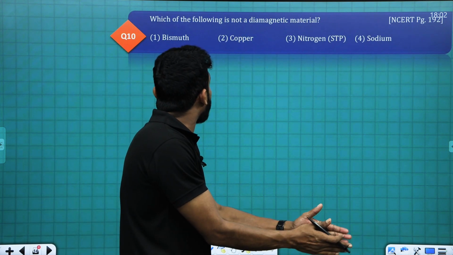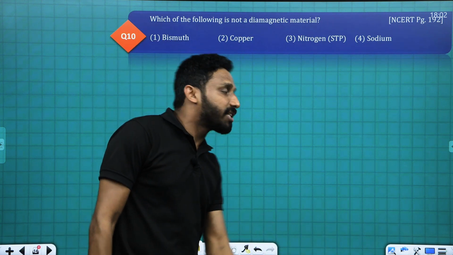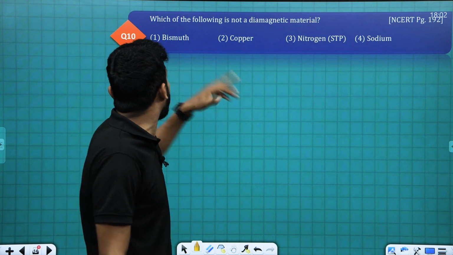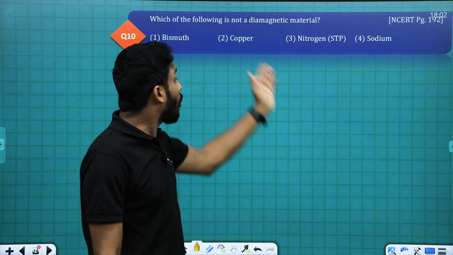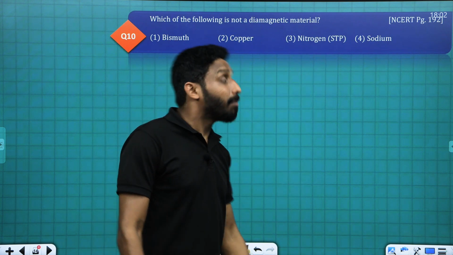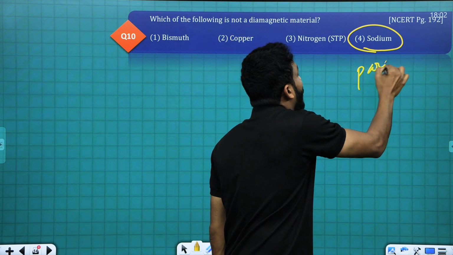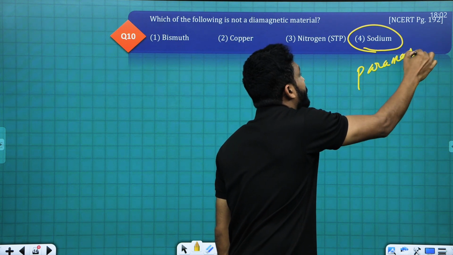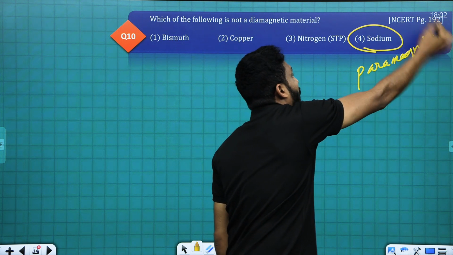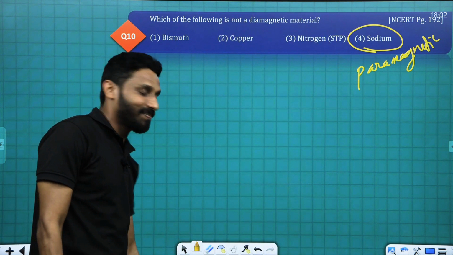Which of the following is not a diamagnetic material? Some materials are given here. Bismuth is diamagnetic. Copper is diamagnetic. Nitrogen at STP is diamagnetic. But sodium is paramagnetic. So the answer here is option 4. Okay, good.